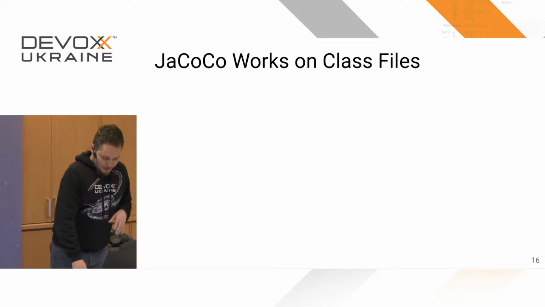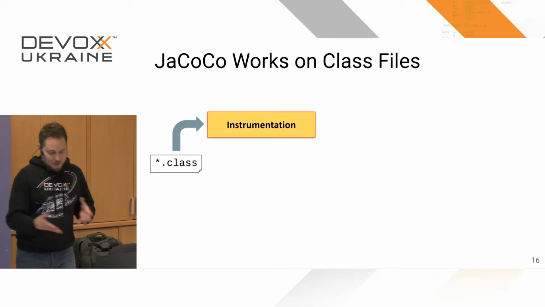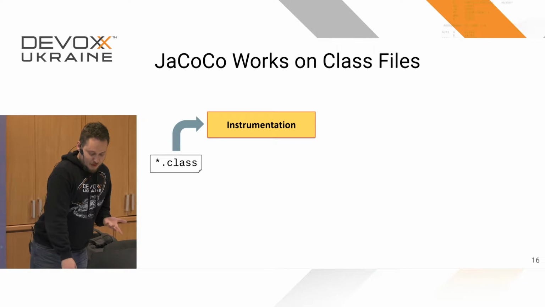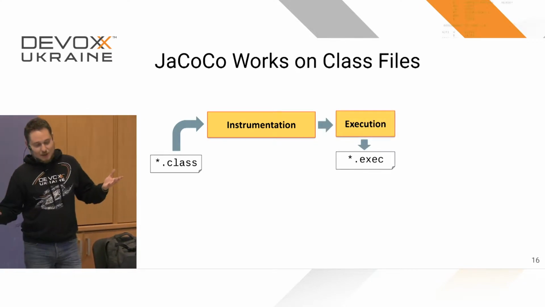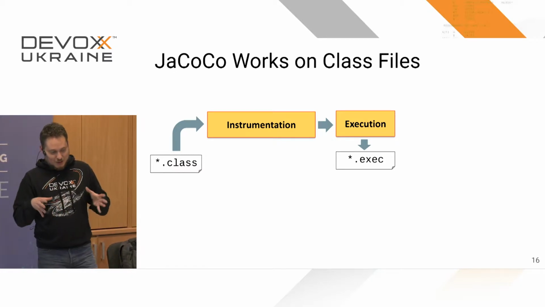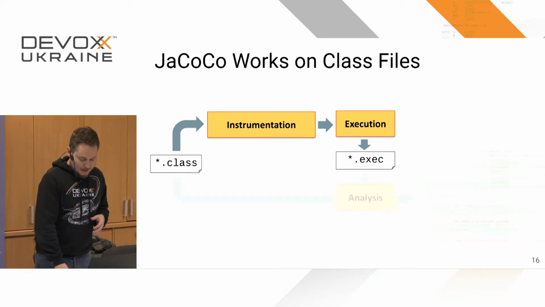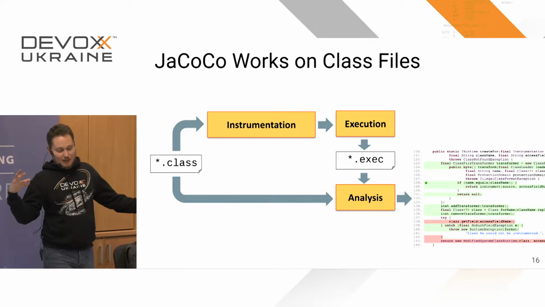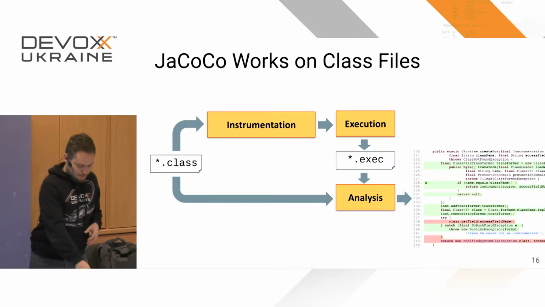So we work on class files. It's important to understand this. The JVM actually gives us class files. We do instrumentation, we change them somehow, and we're going to see how. Then you execute the already instrumented version. We collect the information out of this execution and instrumentation. And then we can do the analysis, taking the original class files and the runtime information, and generate the report.